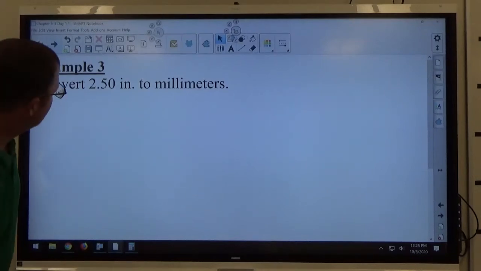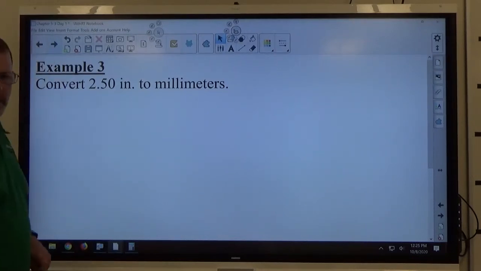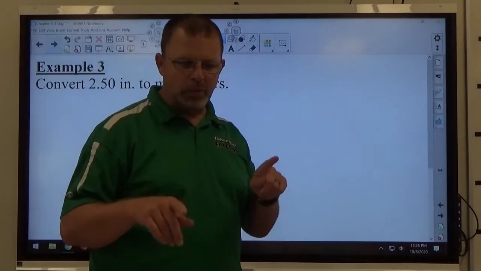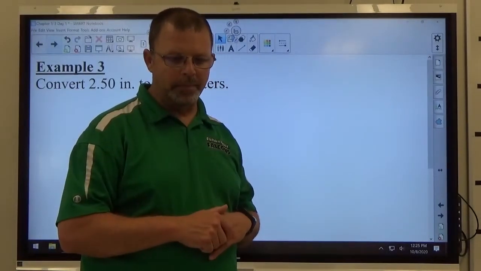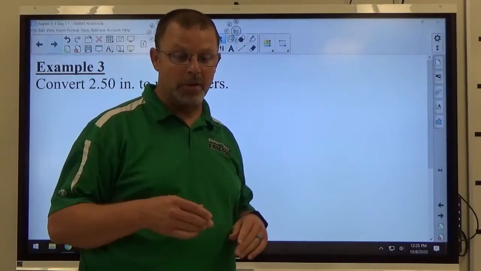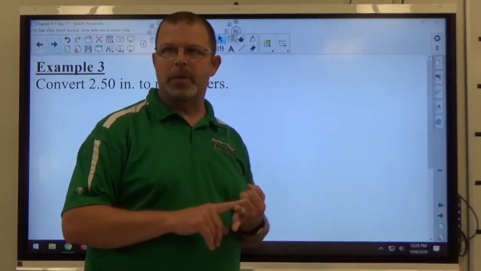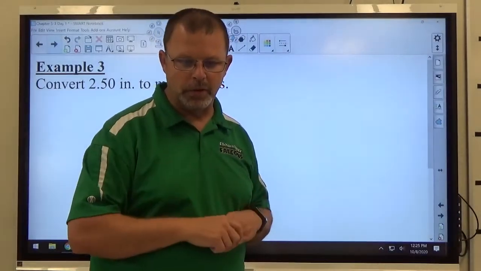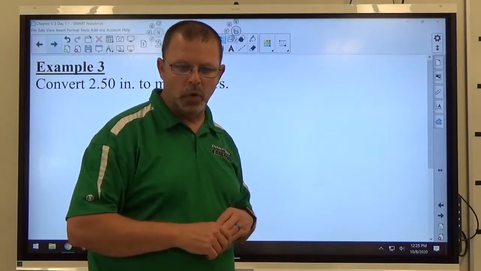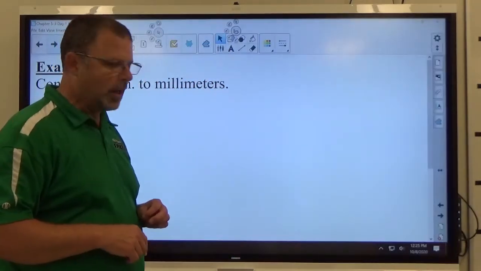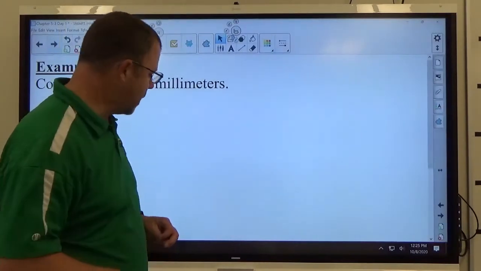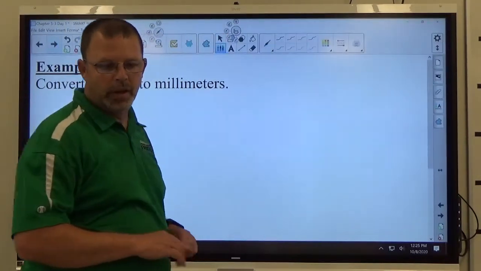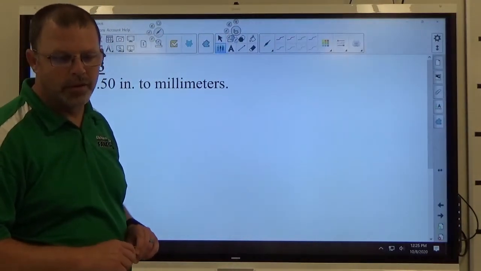Example 3, convert 2.50 inches to millimeters. The bridge between customary and English measures and metric measures is either inches to centimeters or yards to meters. Those are the two places they've got a bridge between the two gaps that are pretty normal. There's also miles to kilometers and feet to meters on this page, but the ones I typically use are the yards to meters and the inches to centimeters.